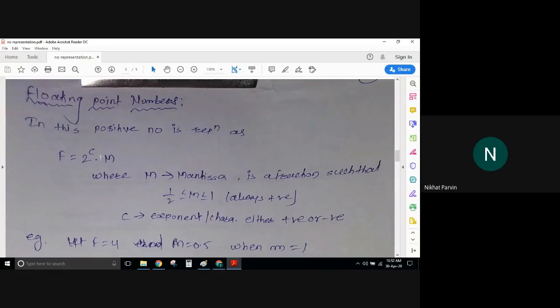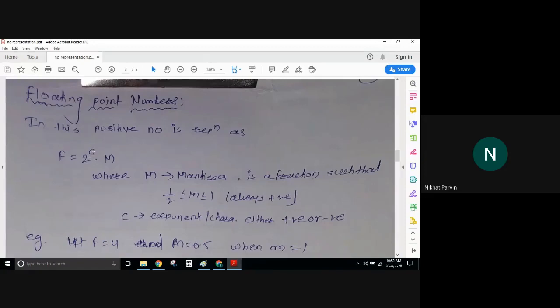F equals 2 power c into m, where m is the mantissa, which is a fractional part, and the fractional part is in such a way that its value is always from 0.5 to 1. That's it. I repeat, f equals 2 power c into m, where m is the mantissa, and that mantissa is a fraction such that its value ranges from 0.5 to 1, and it is always a positive number.